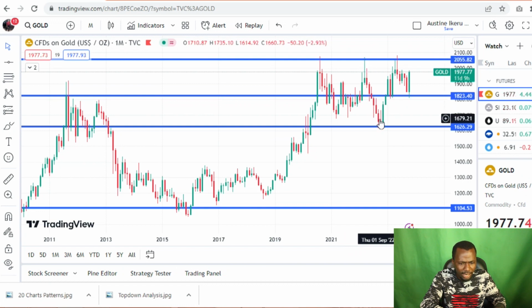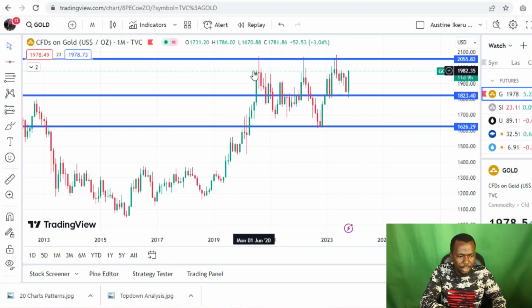And then it went down again to test this major support level and couldn't break through it, and then went up again and still couldn't break through this major resistance level. For that reason, this becomes a major key level. So you can see the market is in a range. The monthly time frame tells us that the market is in a range.